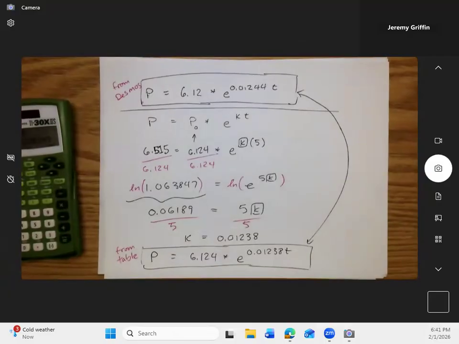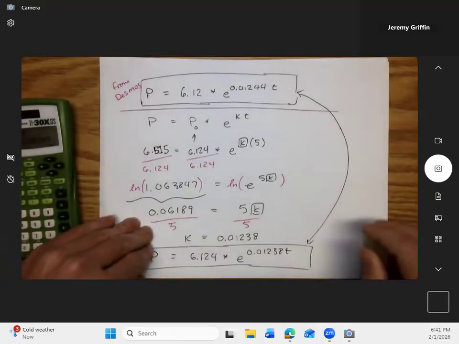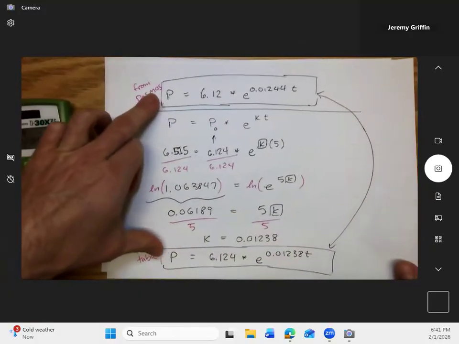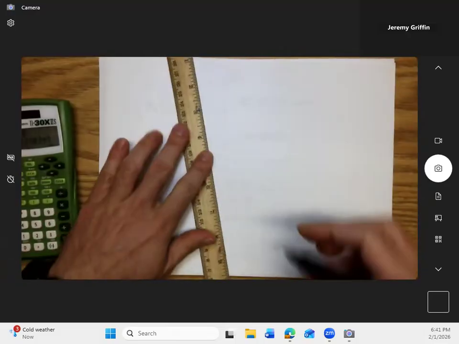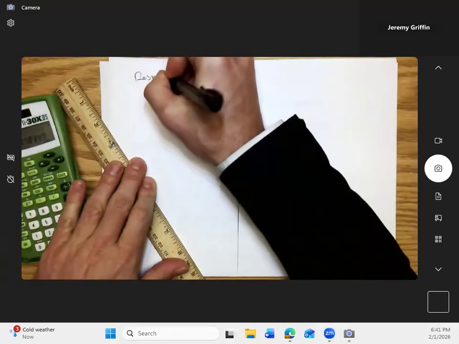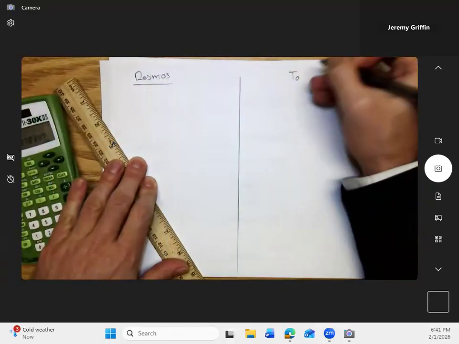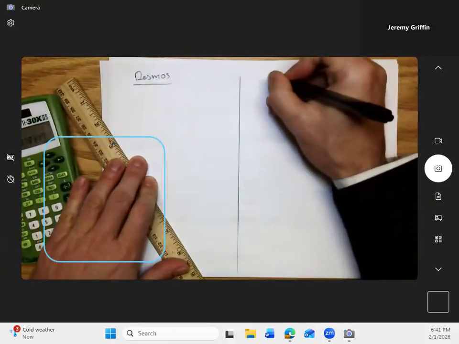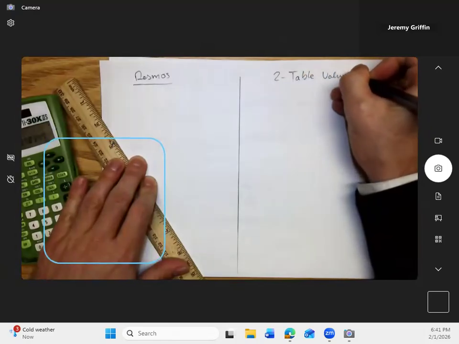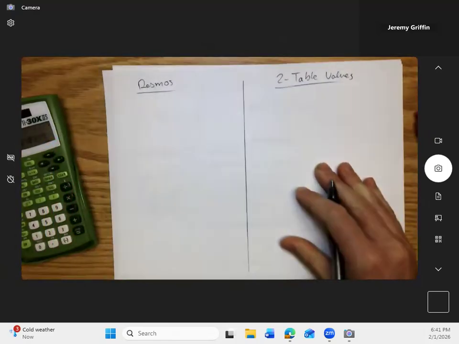Well, I have two slightly different equations, so let me try each one. Population, we're going to target 7.5, that's 7.5 billion people. Let's try it each way. I'm going to split my paper. Let's do Desmos over here. I'll call this one the two table values equation on the side. All right, so I've got 2 different equations set up.